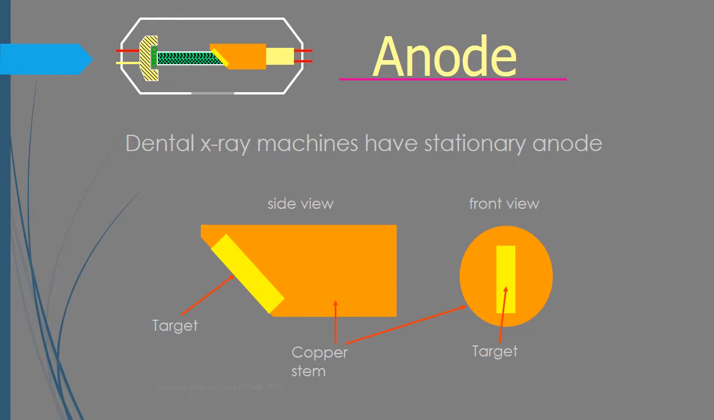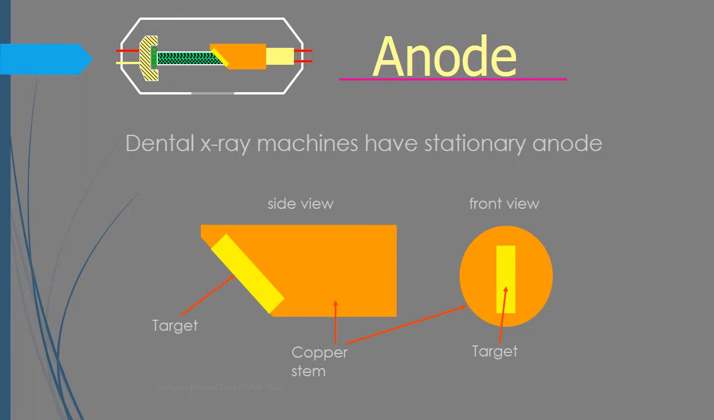The problem with this is there is too much heat generation. Even though we have a copper stem to try and dissipate the heat as much as possible, the wear and tear of the tungsten becomes more, which eventually leads to pitting of the tungsten material, thus affecting the quality of X-rays produced. So this is the kind of anode that is actually used in intraoral machines.